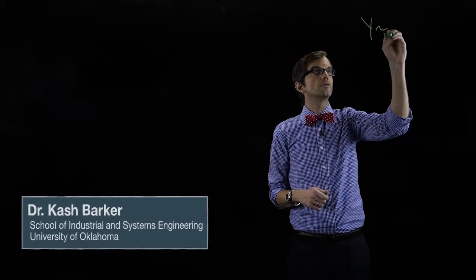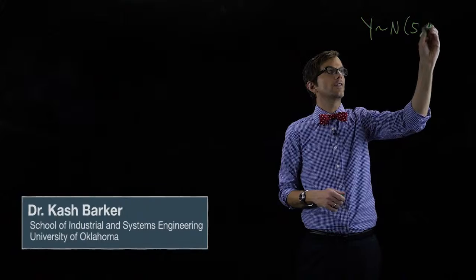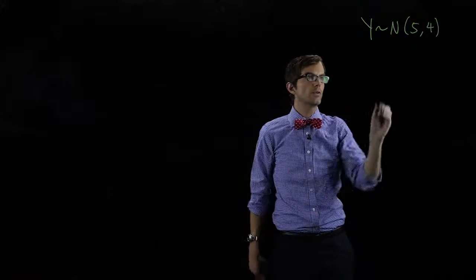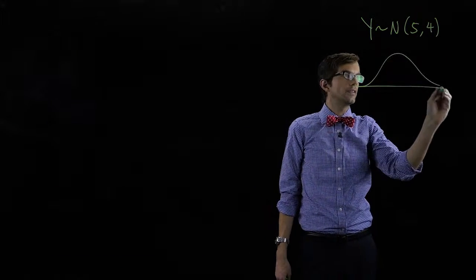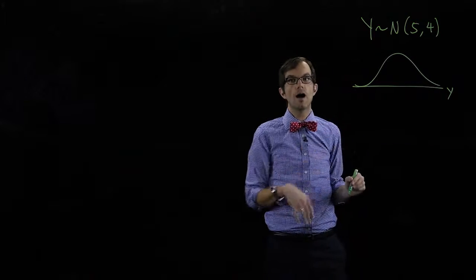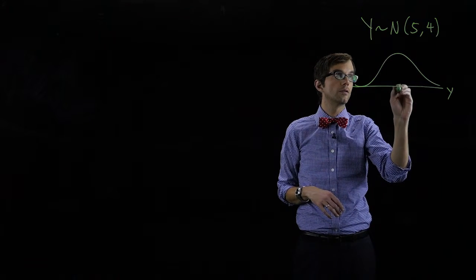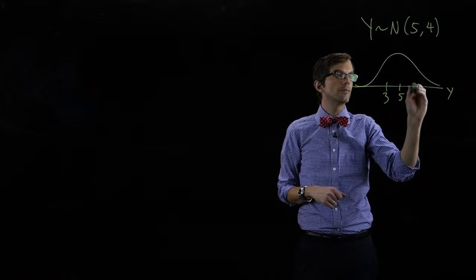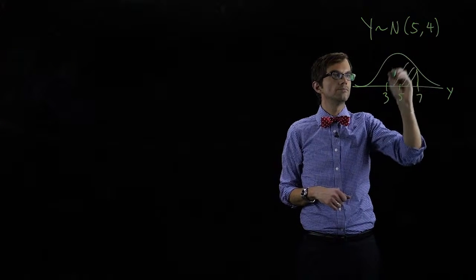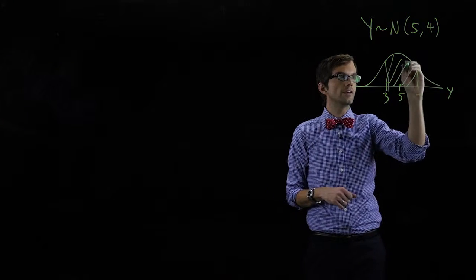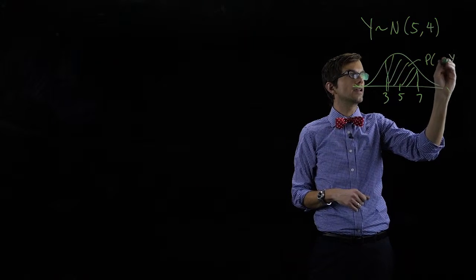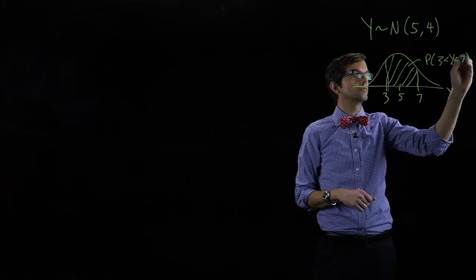So let's go back to our random variable y, which was normally distributed with mean 5, standard deviation 4. Now let's calculate the probability that a realization of y lies between 3 and 7. This is the probability that y lies between 3 and 7.